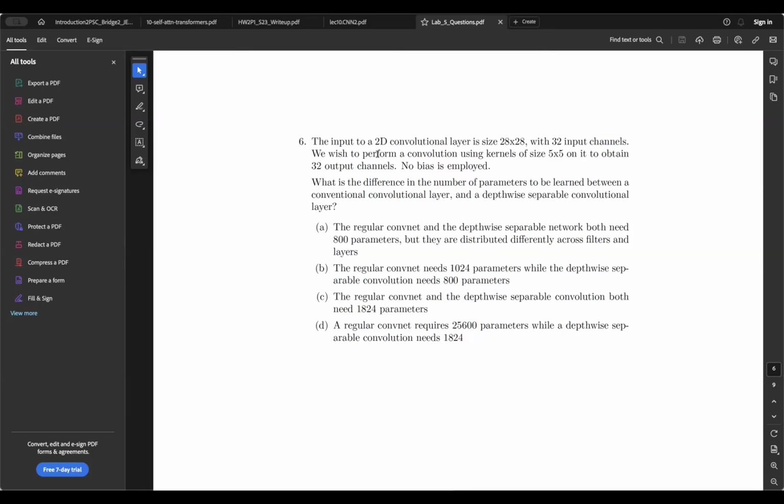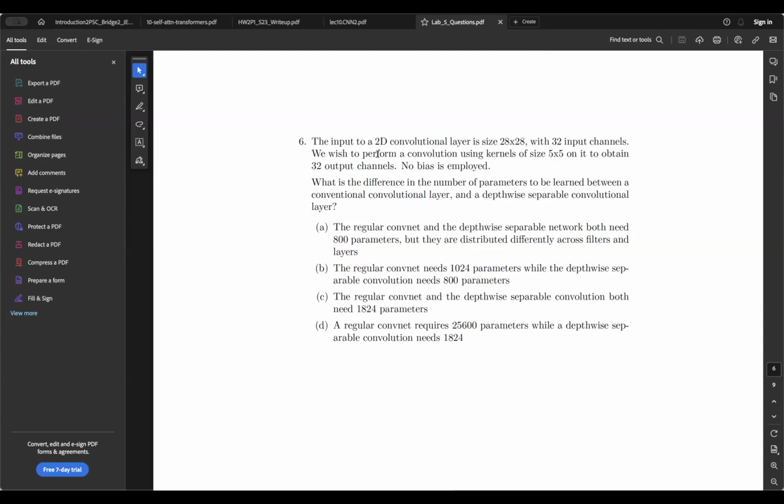What's the difference between a conventional convolution and depthwise convolution? So I'm going to refer to the convolution that Hanan was showing you in the first part of the recitation, where each channel of the filter interacts with the channel in the input. And so if we want an output of 32 channels, we shall have 32 such filters.